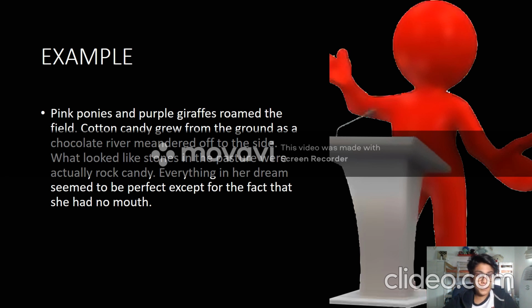Pink ponies and purple giraffes roamed the field. Cotton candy grew from the ground as a chocolate river meandered off to the side. What looked like stones in the pasture were actually rock candy. Everything in her dream seemed to be perfect, except for the fact that she had no mouth.